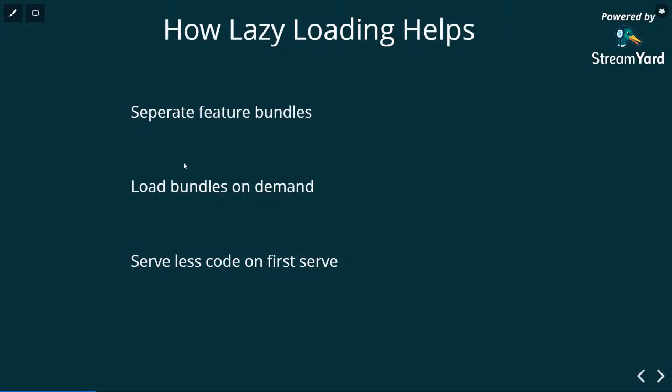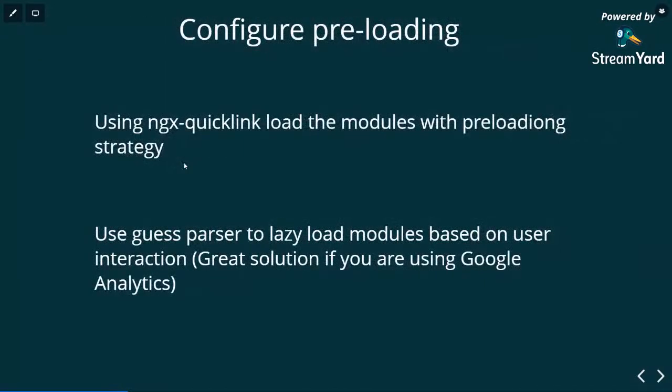So you can serve less code whenever a user requests your website for the first time. You may just serve your home page with some navigation and some small content, and then whenever the user requests other modules or other routes, you can serve the bundles. So that's the advantage. But is there any other strategy which you can use?